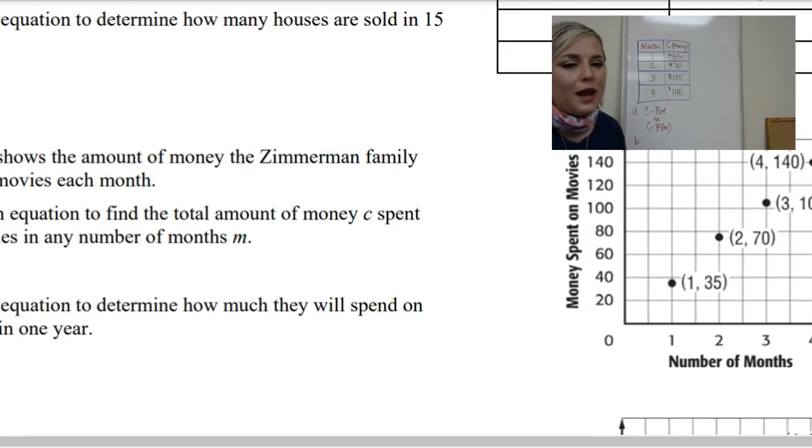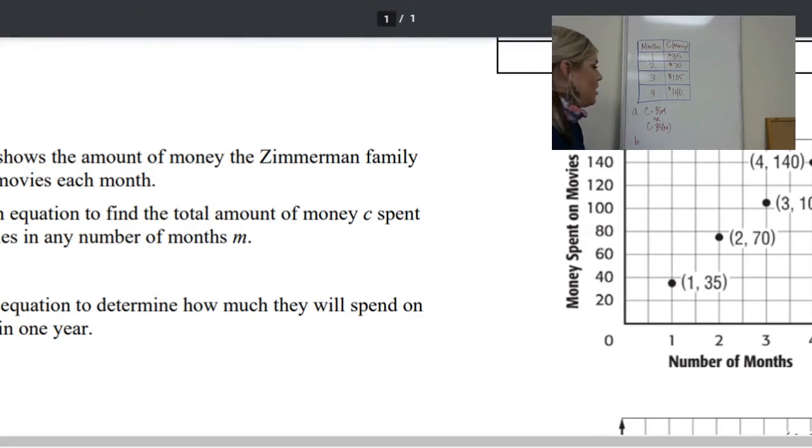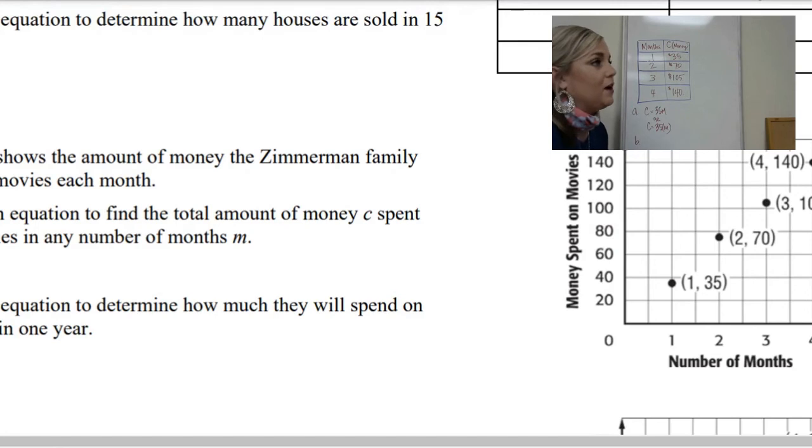Okay, now B. Use the equation to determine how much money they will spend on movies in 1 year. Now this is where you have to be careful because our table is done in months, not years. So how many months are in 1 year? 12. So we're going to do 35 times 12. I don't have a calculator here, so I'm going to use my calculator on my phone. So type in 35 times 12. Hopefully you're doing this on your own. I got $420. Okay? They're spending $420 in 1 year on the movies.